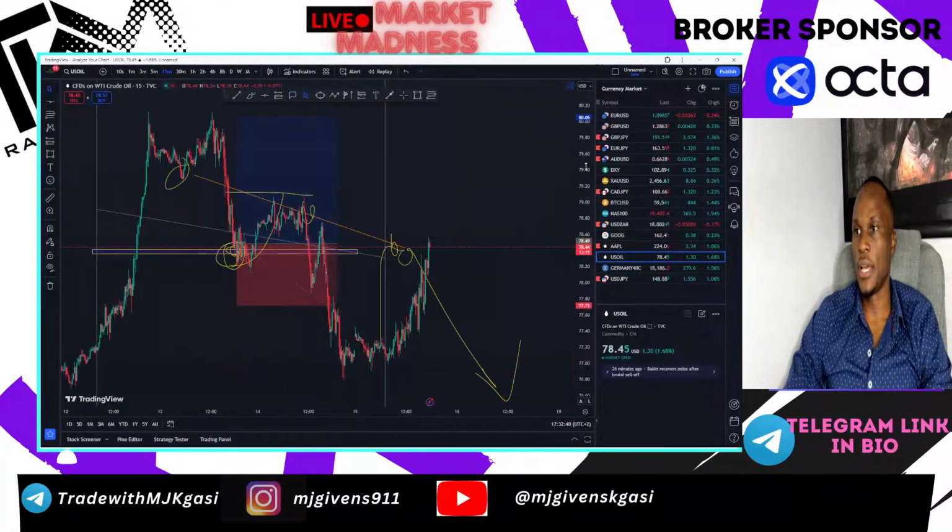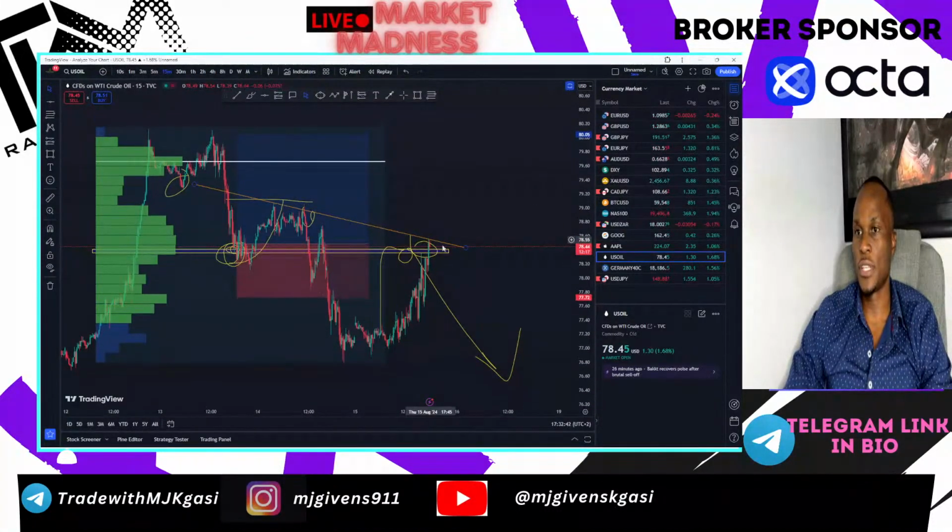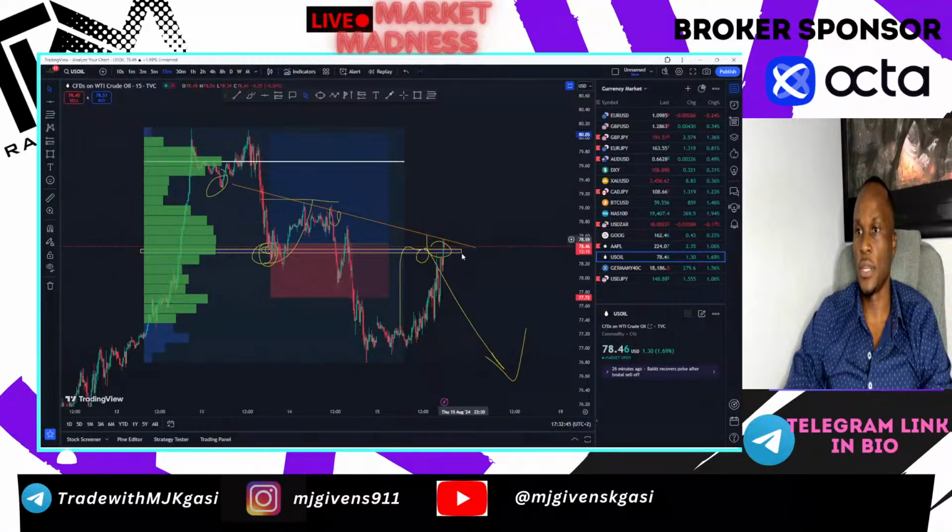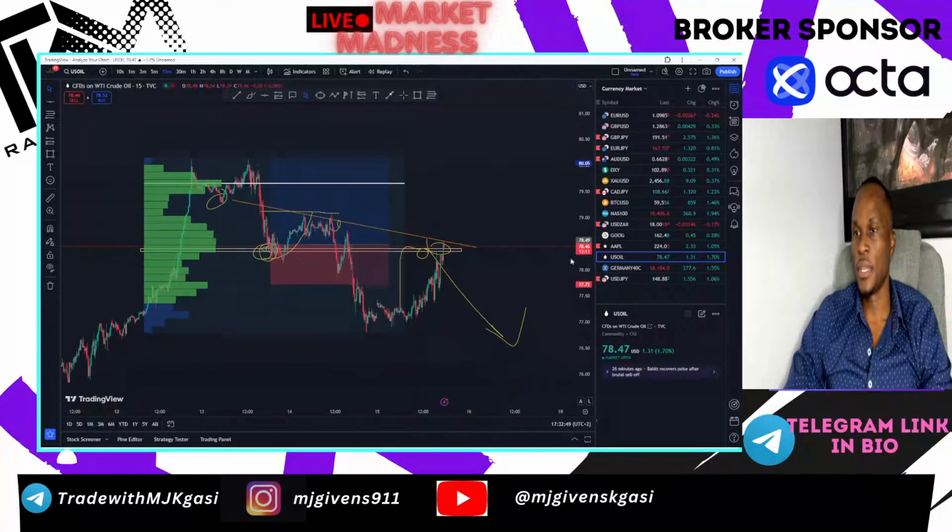WTI. So WTI, we wanted to sell at this area here. 1, 2, 3. We wanted to buy here. However, we did not. So we're planning to buy from there and sell from there. As you see, still materializing. We'll see if we can still get our sell short positions from there.